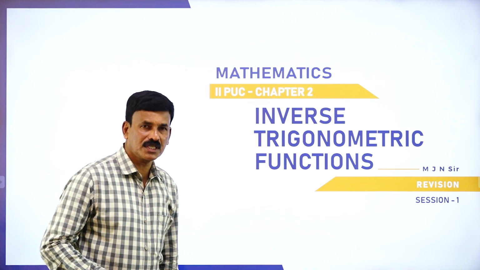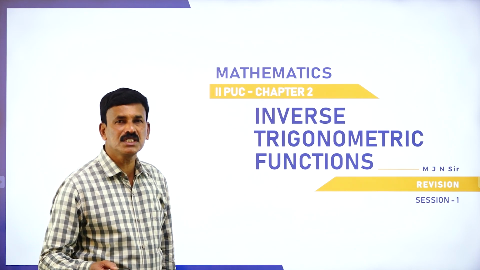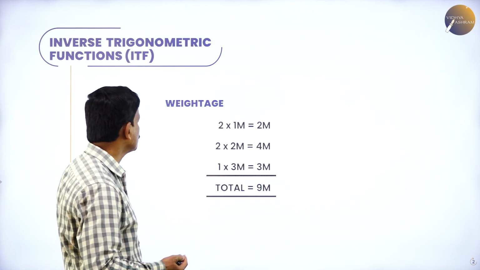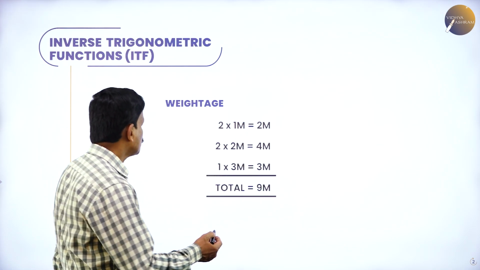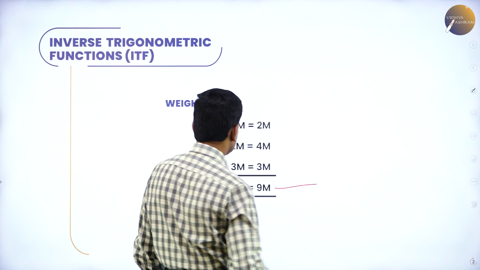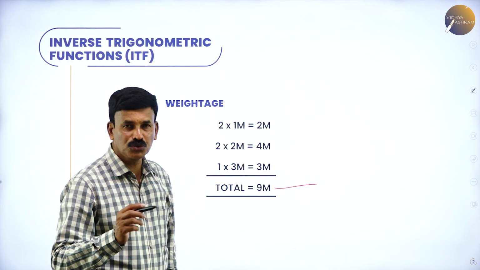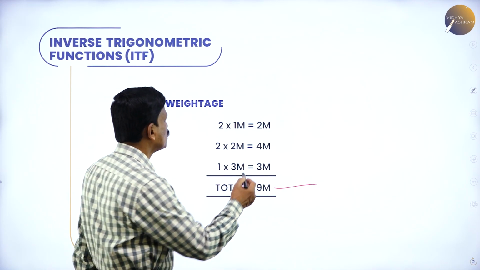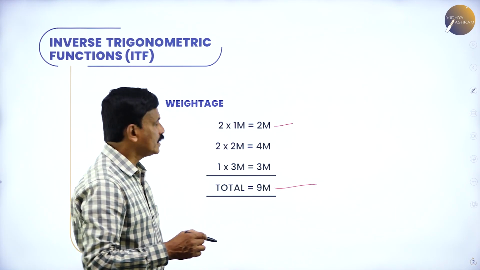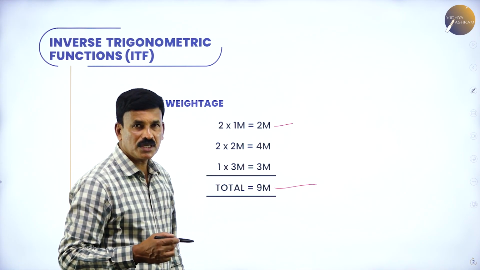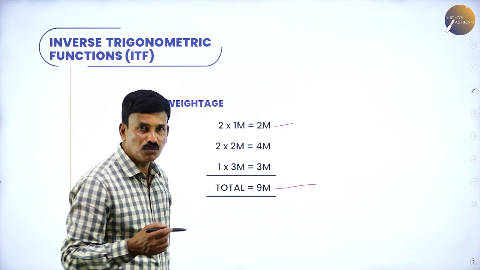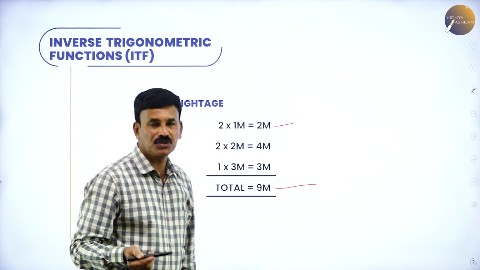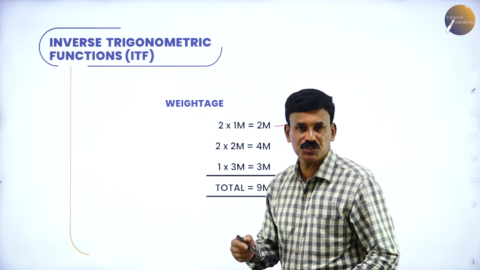Now, before going to the exact chapter, let us know the weightage for this chapter. In this chapter, you will get 2 questions of 1 mark, 2 questions of 2 marks, and 1 question of 3 marks. So the total weightage is 9 marks from this chapter. Usually you may expect 1 question from 1 mark, 2 questions from 2 marks, and 1 question from 3 marks. So totally the weightage may be 8 to 9 marks from this chapter.